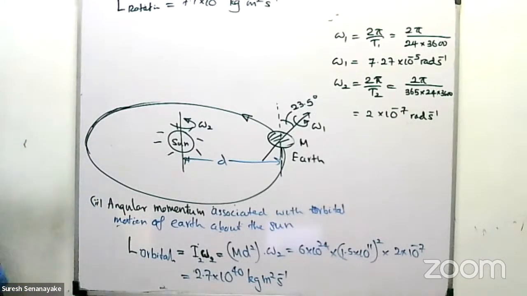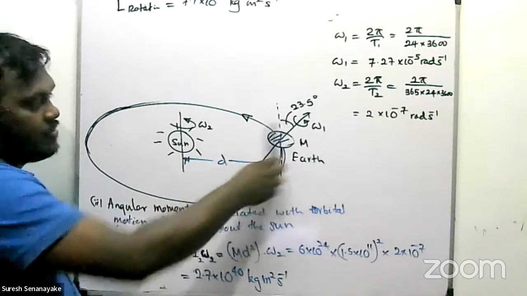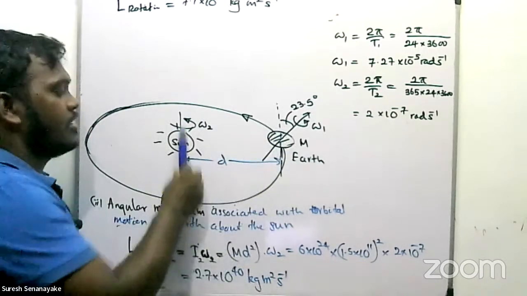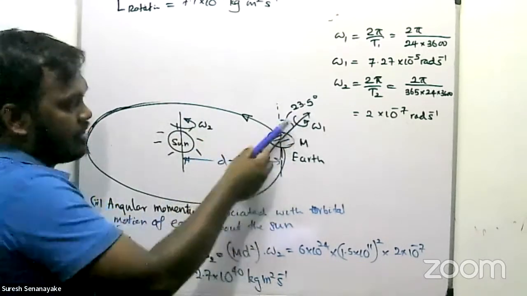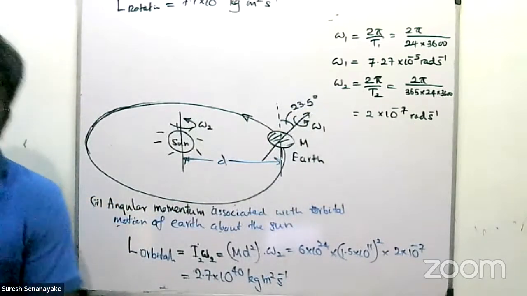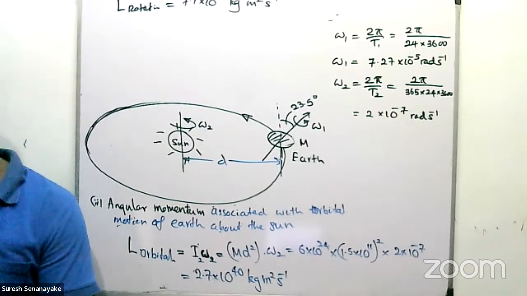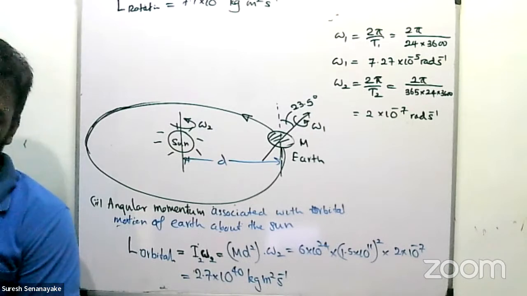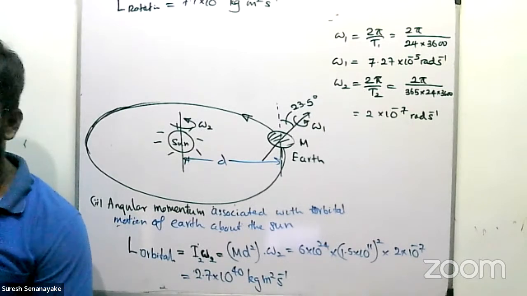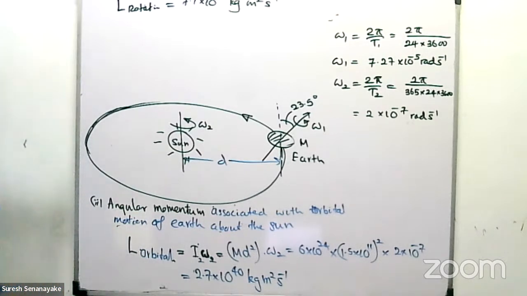Now there are two angular momenta, this one and this one. This one is in this direction, and this one is tilted with the angle 23.5 degrees. You need to consider the total angular momentum, the resultant of these two. When you get a resultant as a vector addition, you need to add these together. So that's what I want to tell you.